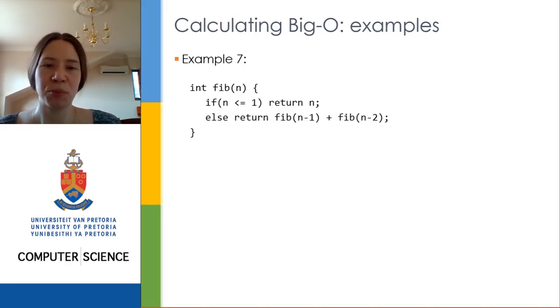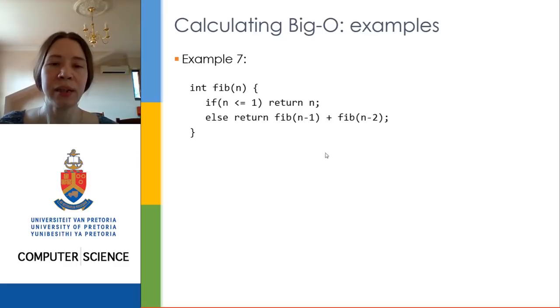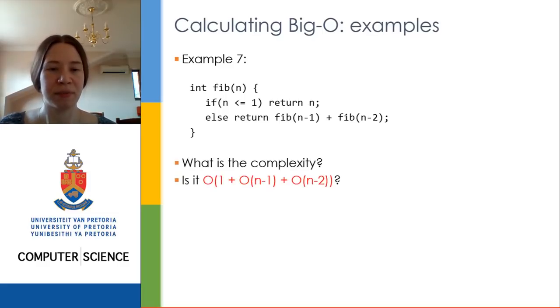Here is a recursive formula for generating Fibonacci numbers. I think this is an example that we have covered in course 110 last semester. So you start on some n, and then again you go from n all the way down to 1. And for every single call of the recursive function, you are going to return a summation of Fibonacci n minus 1 plus Fibonacci n minus 2. So what do you think is the complexity of this function? Is it going to be big O of 1 plus O(n minus 1) plus O(n minus 2)? Can we somehow break it down like that?